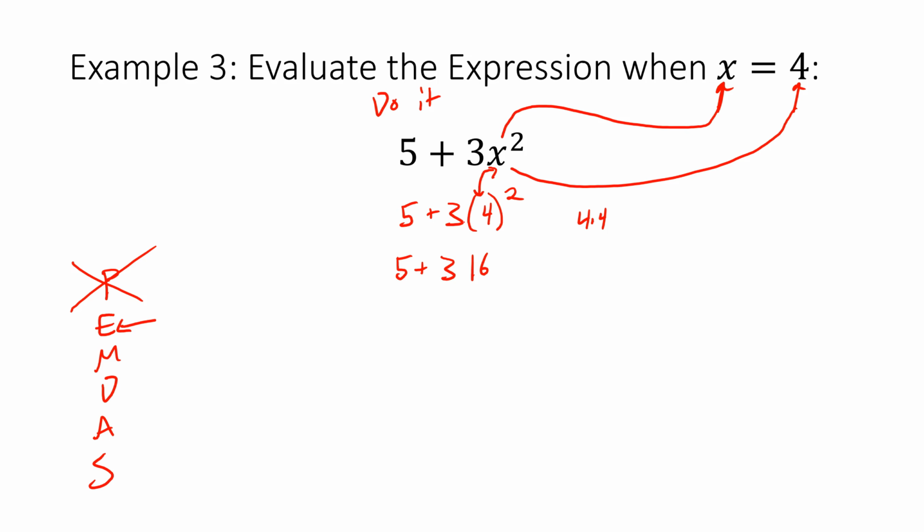Remember, if there's nothing in between them here, then it's implied that it's multiplication. Awesome. Do we see any more exponents? No. So next I'm going to move to the multiply and divide. I do see multiplication. 3 times 16 happens to be 48. Did you remember that one over the summer? Got your multiplication skills down? Hope so. Finally, I have addition and subtraction. 5 plus 48 is 53. Done.